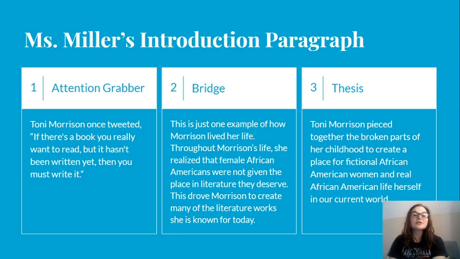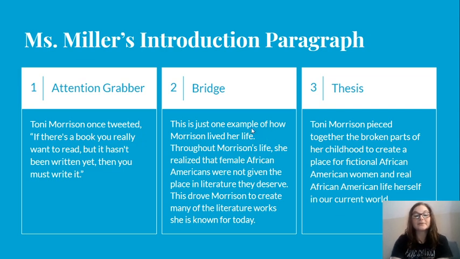So this is just one example of how Morrison lived her life. Throughout Morrison's life, she realized that female African Americans were not given the place in literature they deserve. This drove Morrison to create many of the literature works she is known for today. So my bridge is 3 sentences.